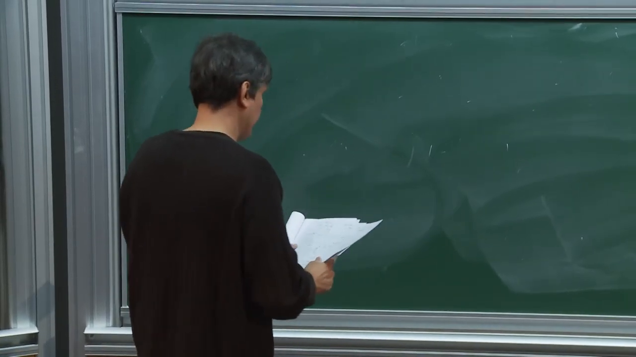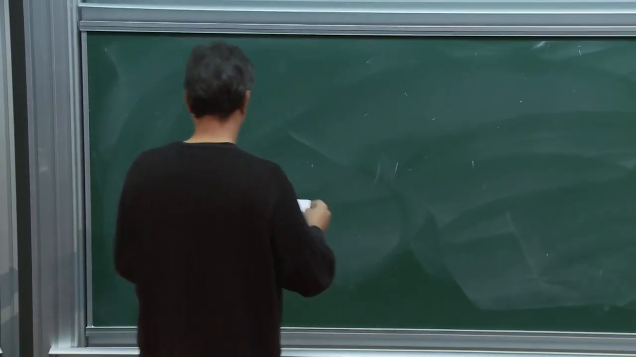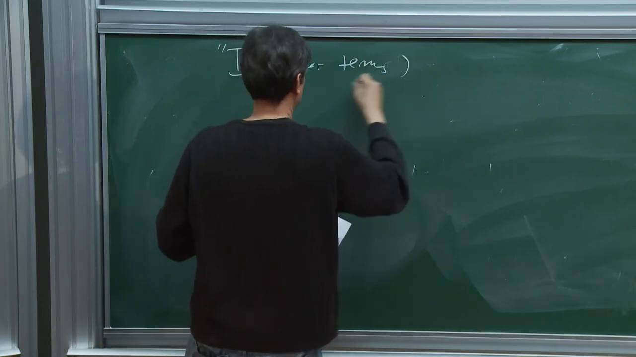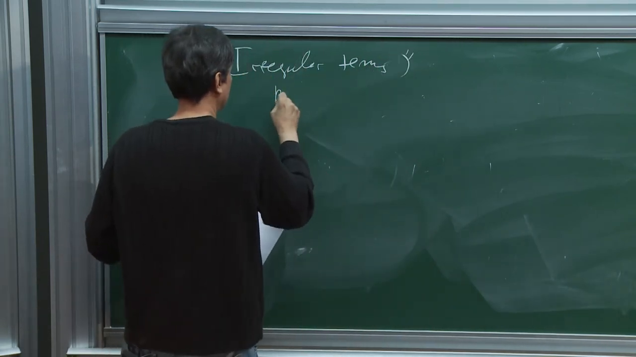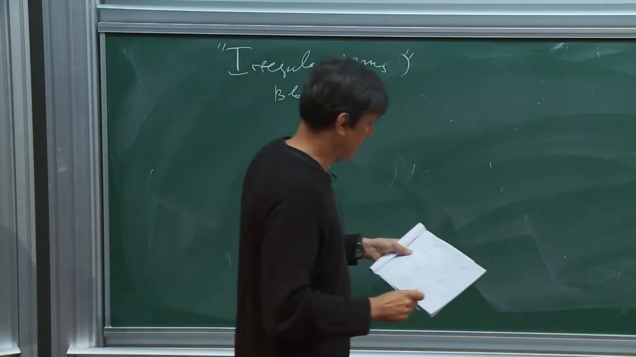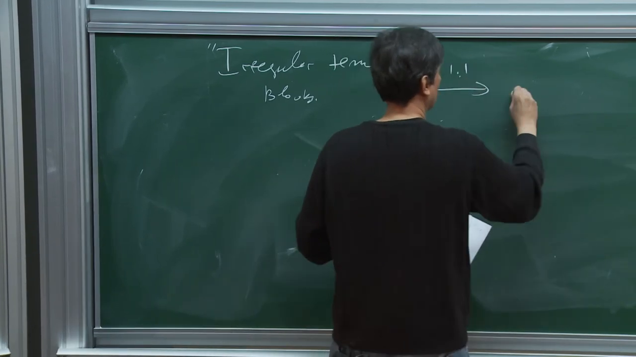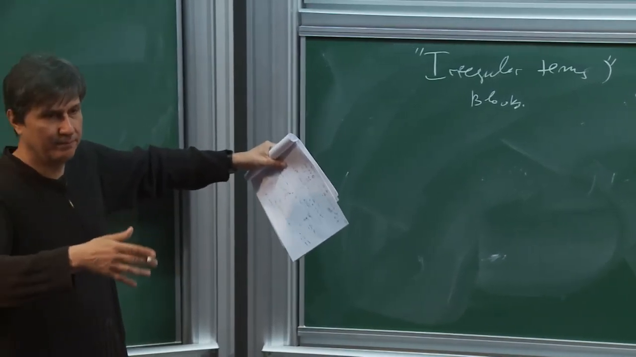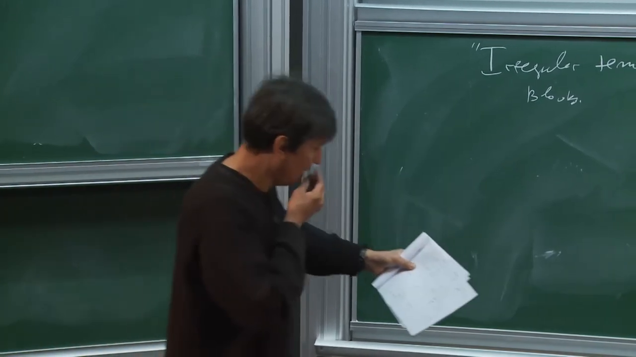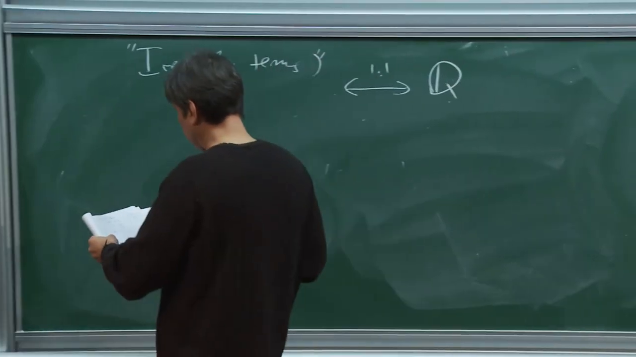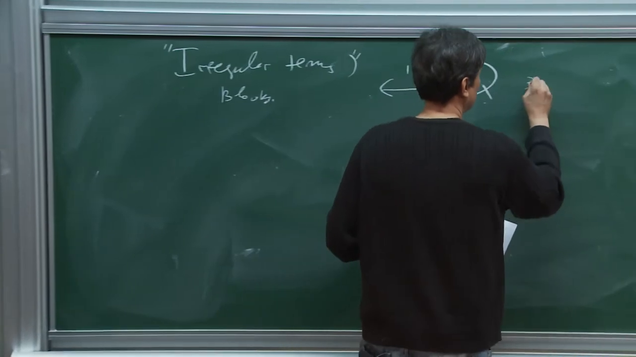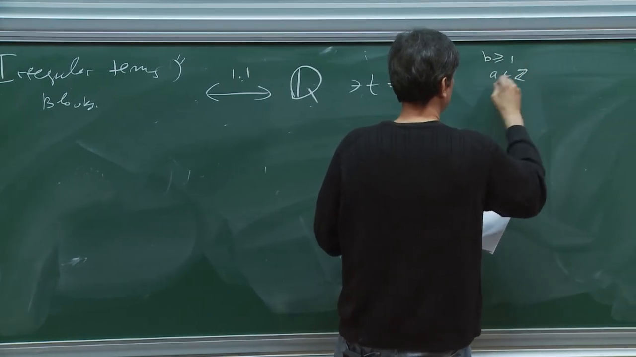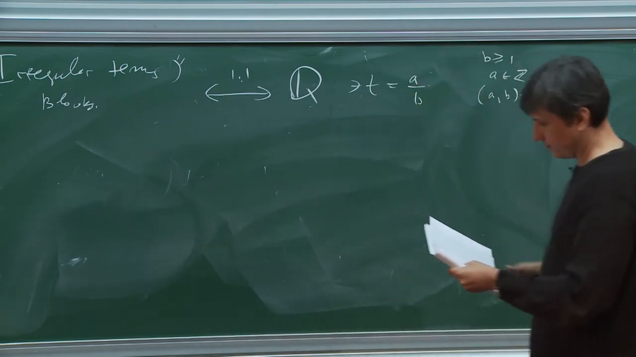That's one story. Now, what to do with the irregular things? Irregular terms, or blocks, in this case are in one-to-one correspondence with rational numbers. In the case of differential equations, blocks are the Puiseux polynomials, and they have continuous parameters. Here there is no continuous parameter whatsoever. What is a block? Suppose I have a number t, which is a over b, where b is greater than 1, a in Z, and a and b coprime. Write the rational number in a unique way.